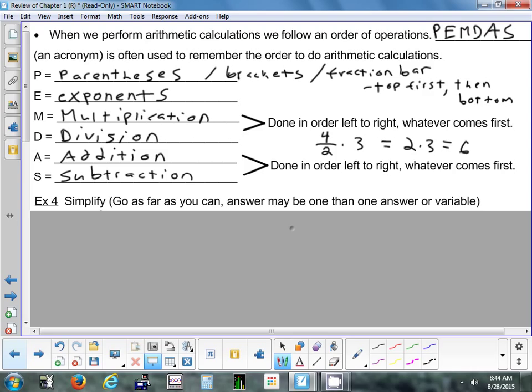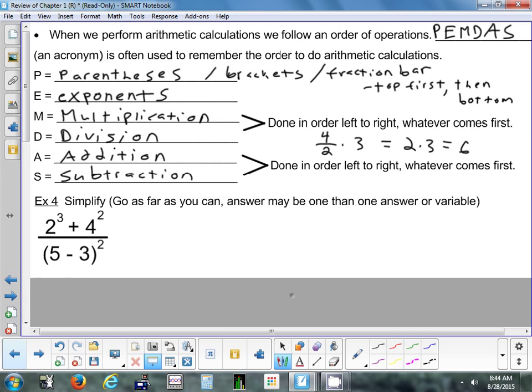Anybody have any questions on PEMDAS? Okay, let's try it.